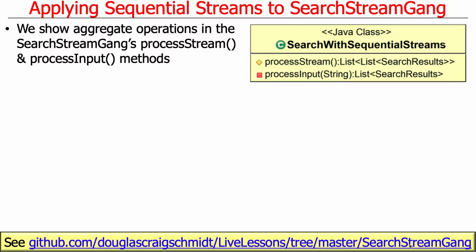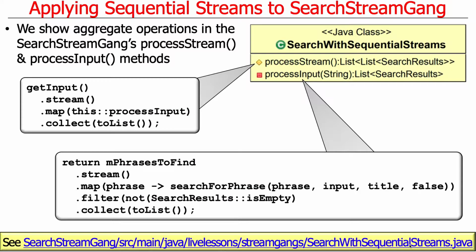The particular class we're going to look at that showcases sequential streams is called Search with Sequential Streams. Not a very profound name, but it tells you quickly what it does. We're going to focus on two of the methods in that class, one called process stream and one called process input. You'll see that process stream creates a stream that drives the overall processing of the works of Shakespeare, searching for these phrases.